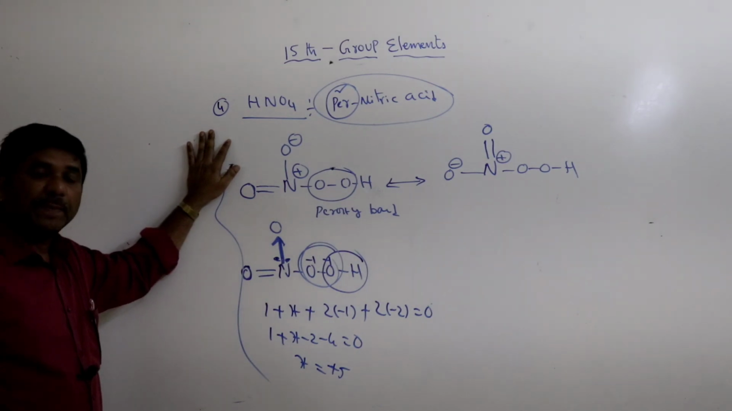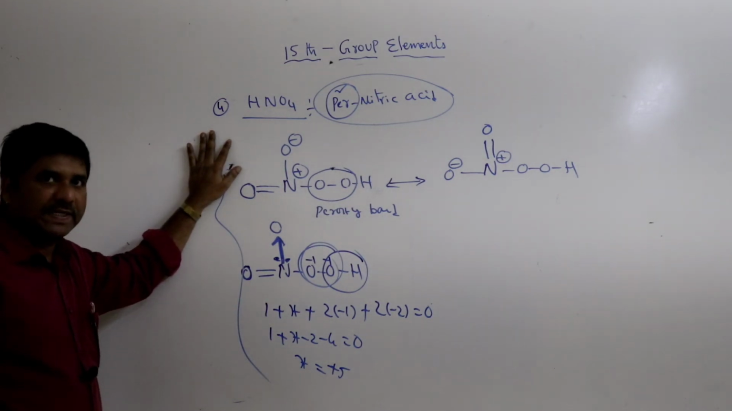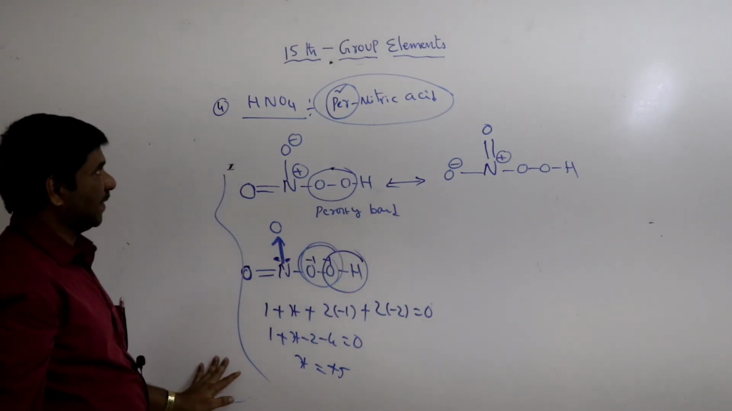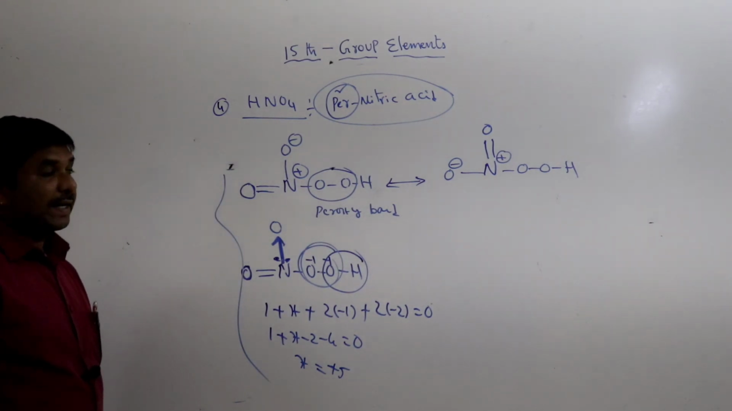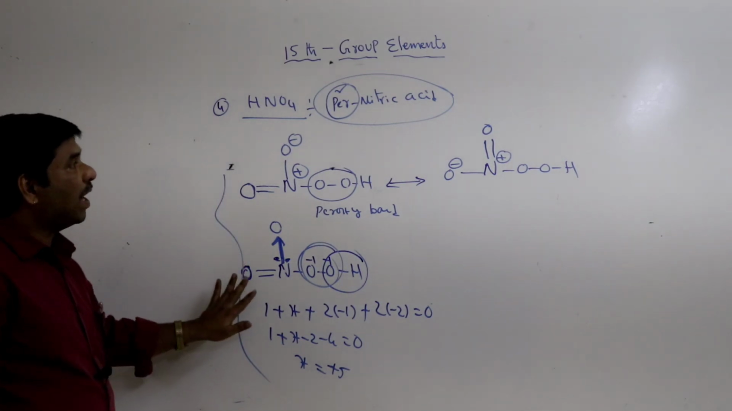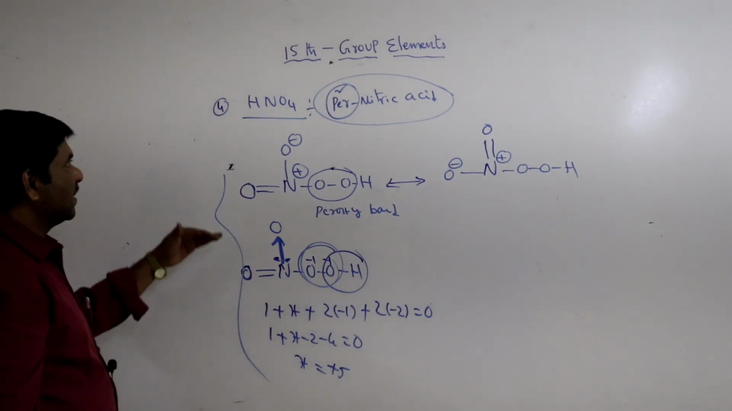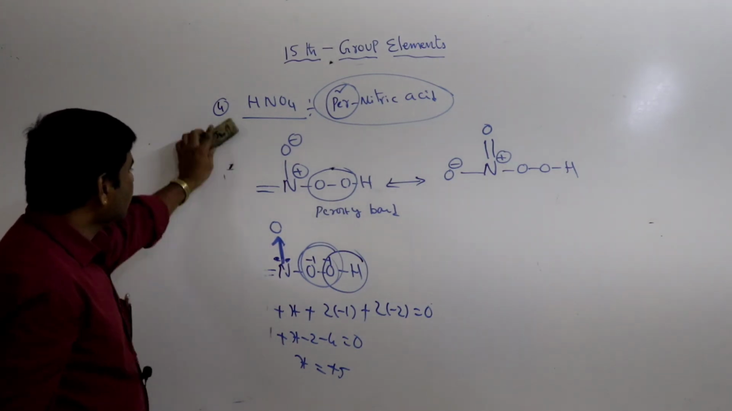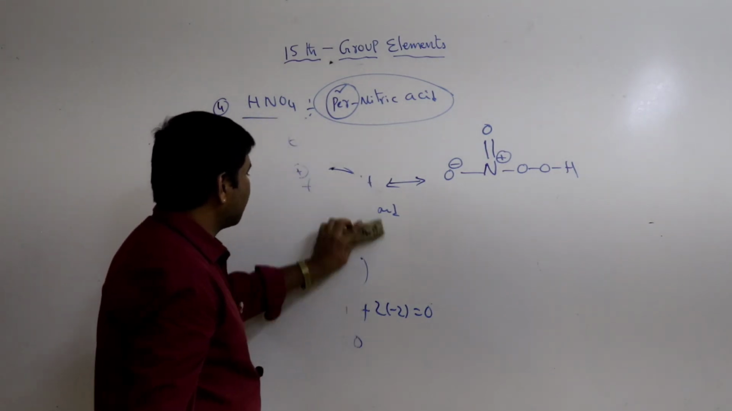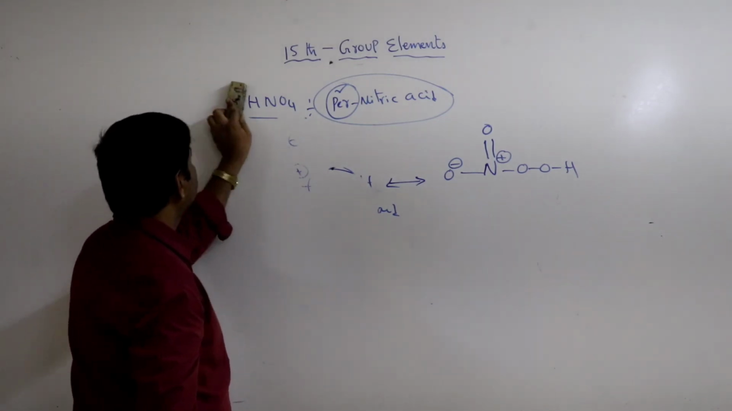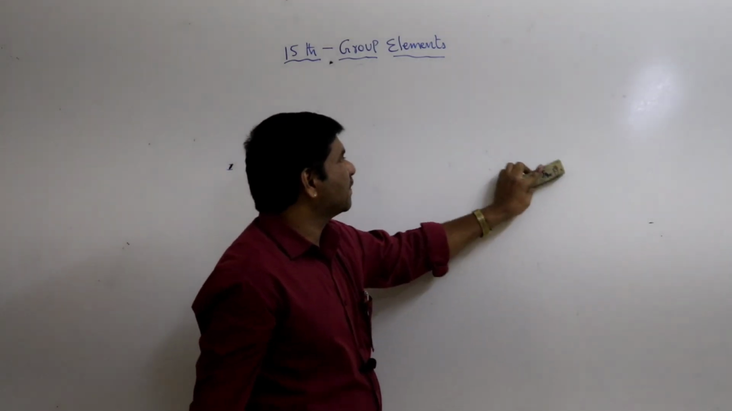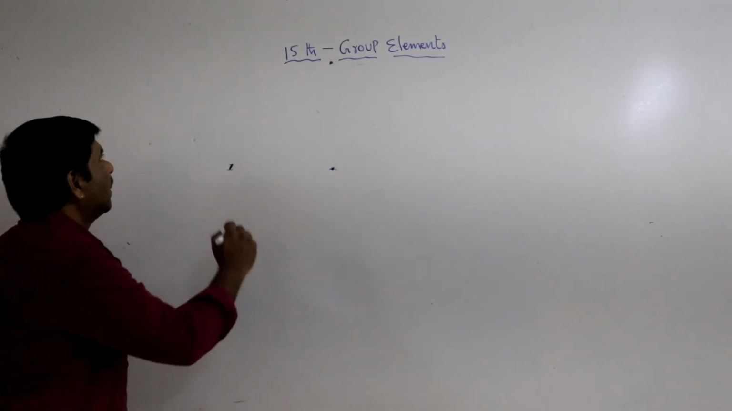Nitrous acid and hyponitrous acid are weak acids. Nitric acid and pernitric acid are strong acids. That is about nitrogen oxo acids. Next topic is phosphorus oxides and phosphorus oxo acids.